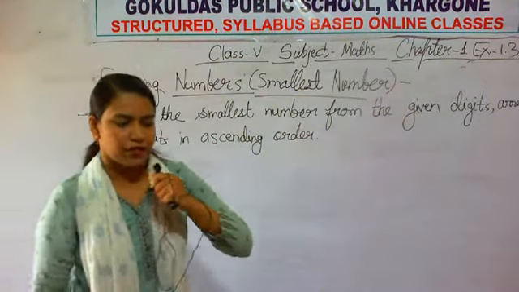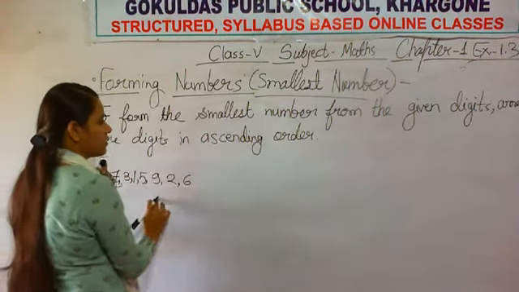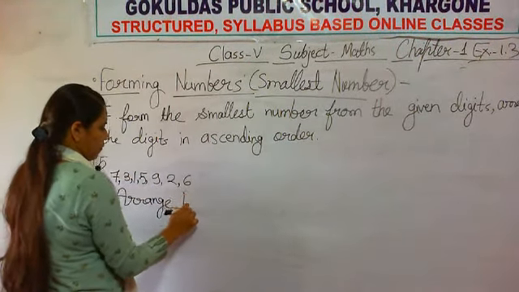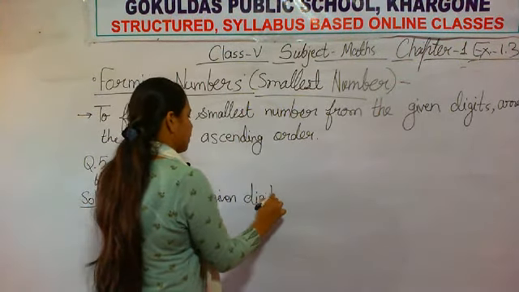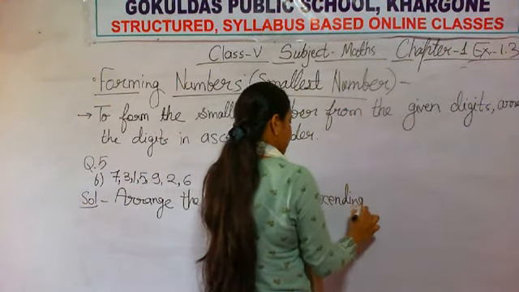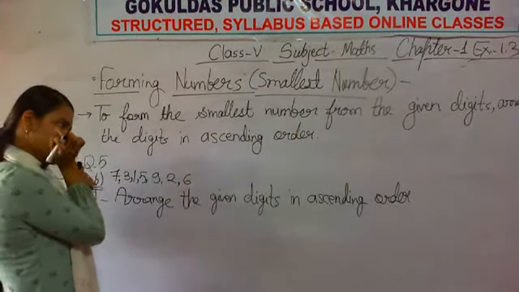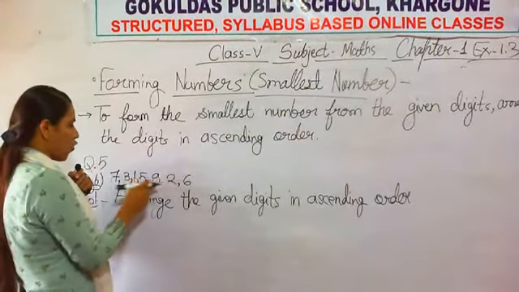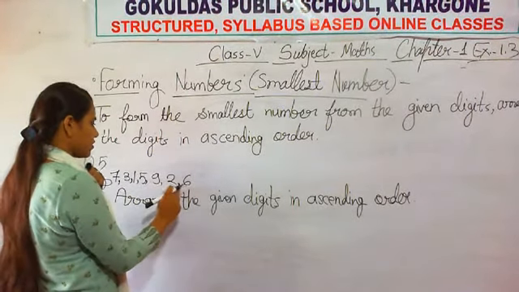You have to form the smallest number, so for forming the smallest number, you will arrange all these digits in ascending order. Arrange the given digits in ascending order. What happens? The smallest number comes first. So out of these given digits, which is the smallest number?